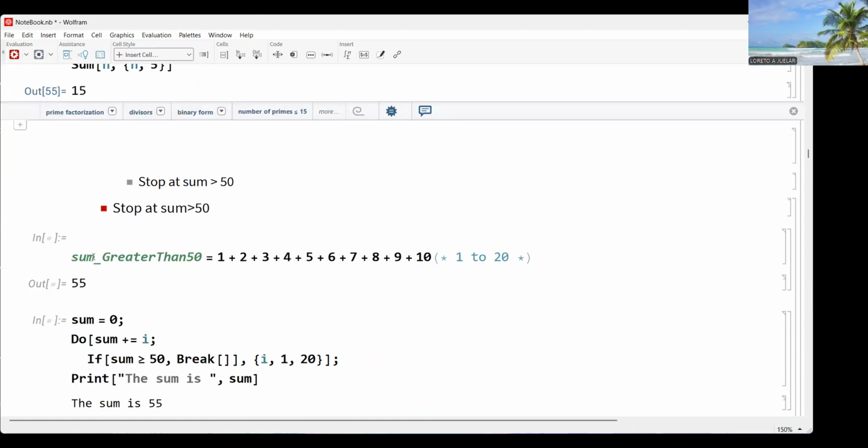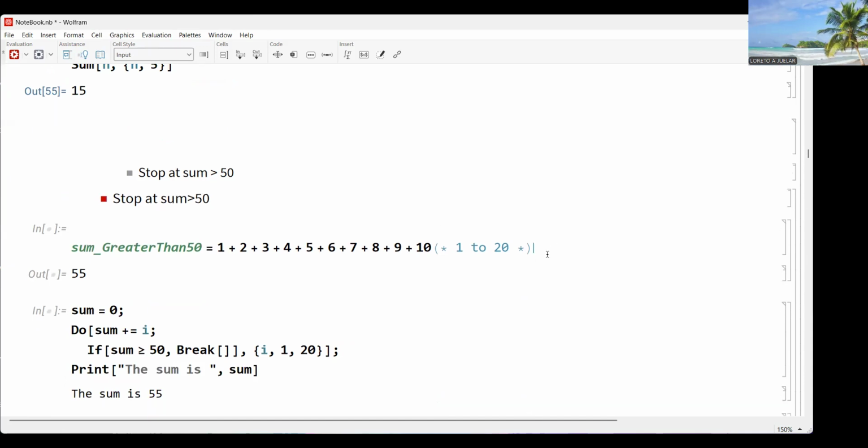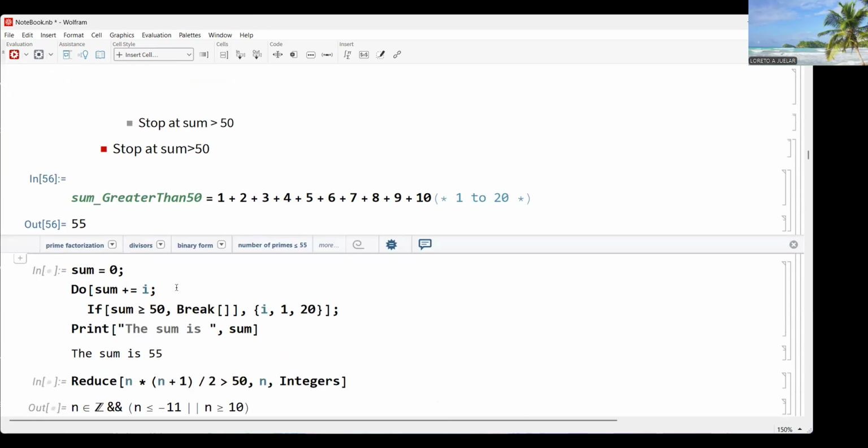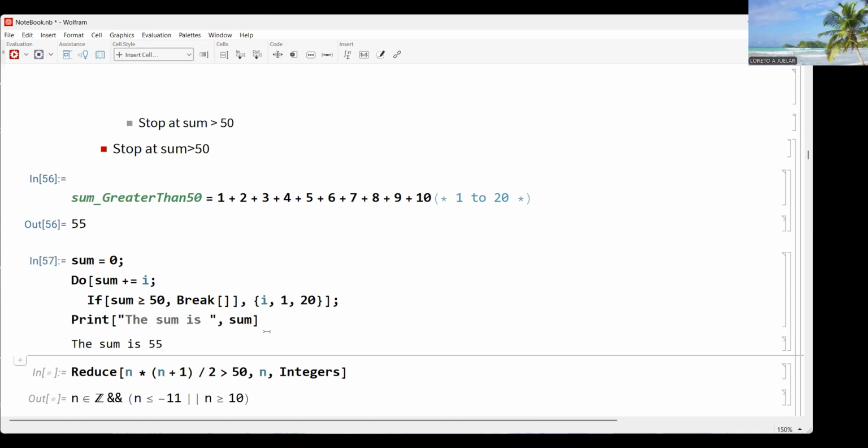Now we have another problem. The problem here is the sum greater than 50. So we have the integers from 1 to 20, but you have to stop if the sum is greater than 50. So the answer here is equal to 55. Like what we have here, greater than or equal to 50, so you have to break this. Our integers here are from 1 to 10, so the sum is equal to 55.